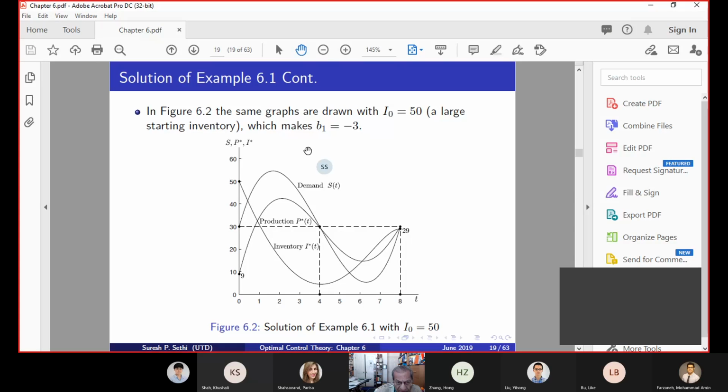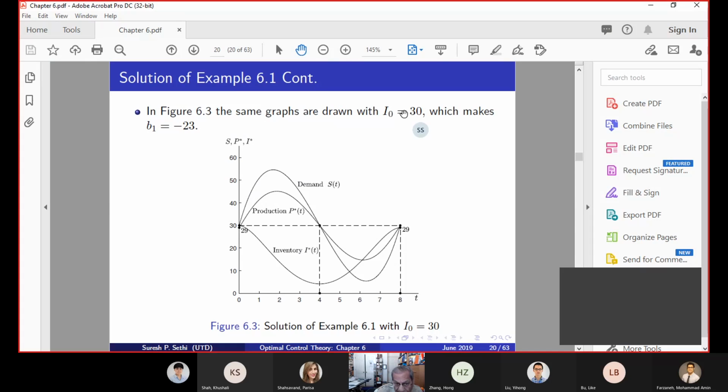Now I start with an inventory of 50, which is a large inventory. The demand in the beginning is still 30. So now I can start with a small production. I can start with a production of 10 to begin with, and then production will increase like this. But you can see the inventory goes from 50 all the way and eventually settles at 29 at 8.